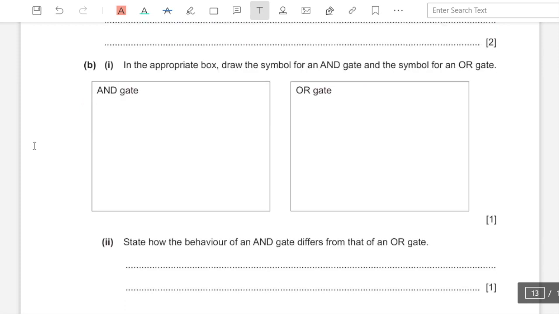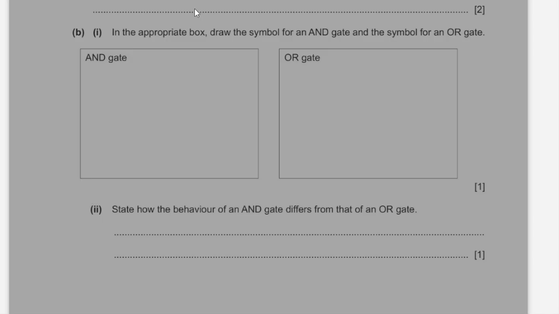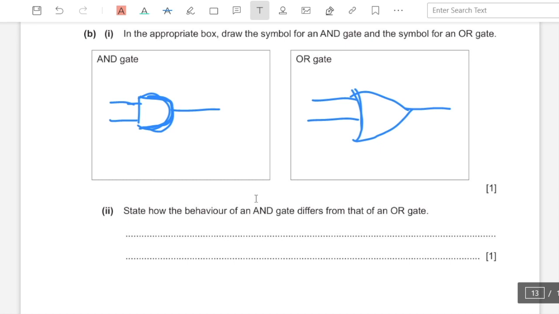B1. In the appropriate box, draw the symbol for an AND gate and the symbol for an OR gate. So we have the two symbols over here. It's supposed to be a curved line. And that's it. 2. State how the behavior of an AND gate differs from that of an OR gate. So an AND gate only has the output as 1 when both the inputs are 1. However, OR has 3 outputs as 1, and the only case where the output is 0 is when both of the inputs are 0.